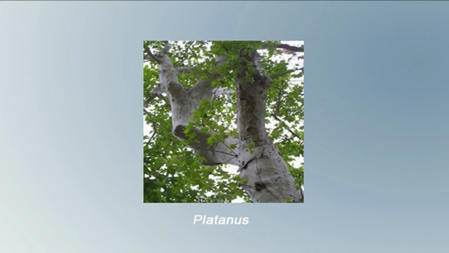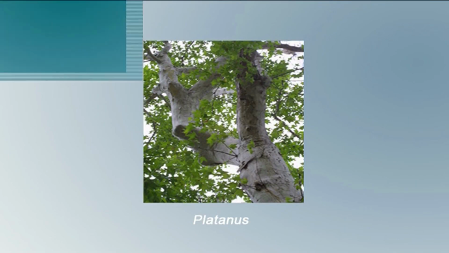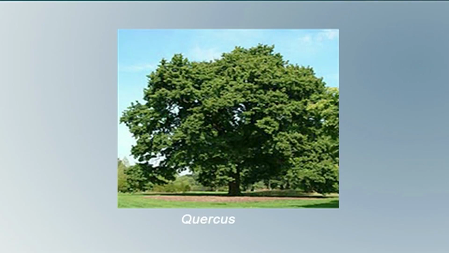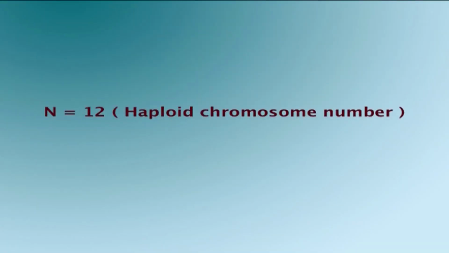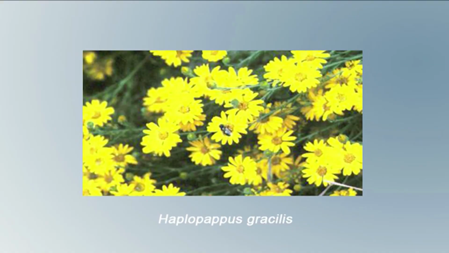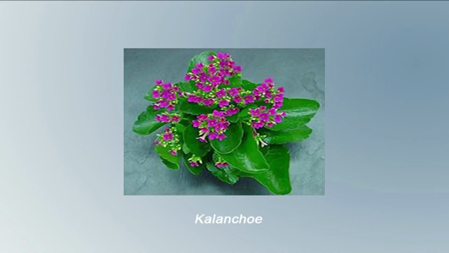For example, all known species of Platanus have x = 7 basic chromosome number. All species of Quercus have n = 12 haploid chromosome number. But there are exceptions also. For example, in Moringa, the haploid chromosome number may be n = 11 and 14. Chromosome numbers recorded for spermatophytes vary from 2n = 4 in Haplopappus gracilis of Asteraceae to 2n = 500 in Kalanchoe species of Crassulaceae.